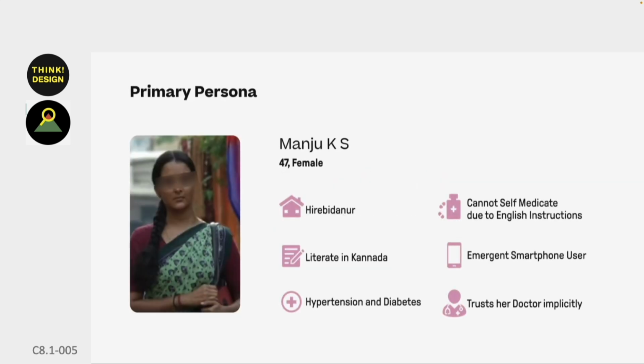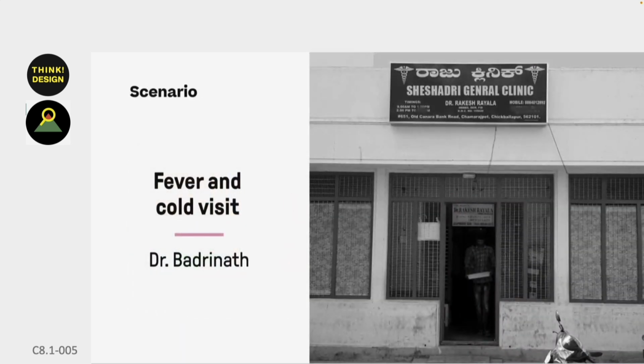Manju is a farmer living in a small village near the semi-urban town of Gauribidnur. She has chronic hypertension and diabetes and is literate in Kannada. She is visiting a clinic in Gauribidnur to consult a general doctor as she has been suffering from high fever and cold for the past 2 days.